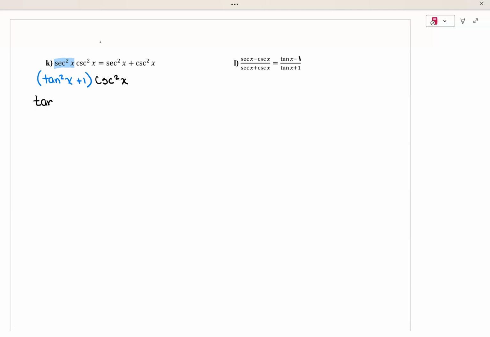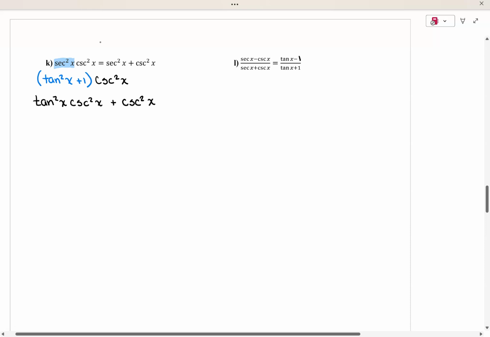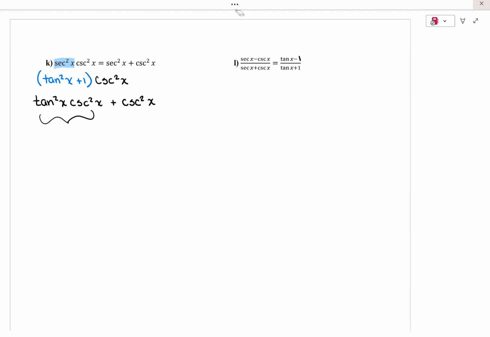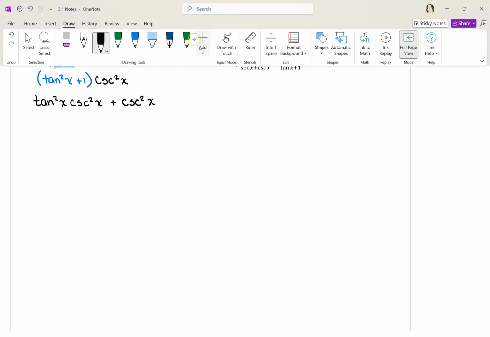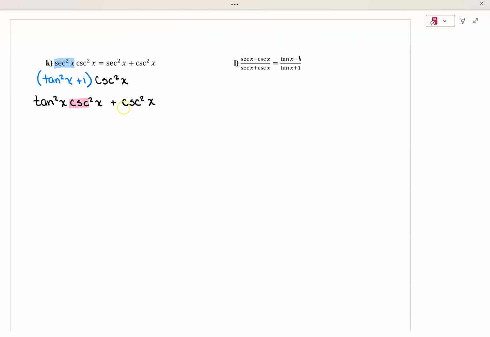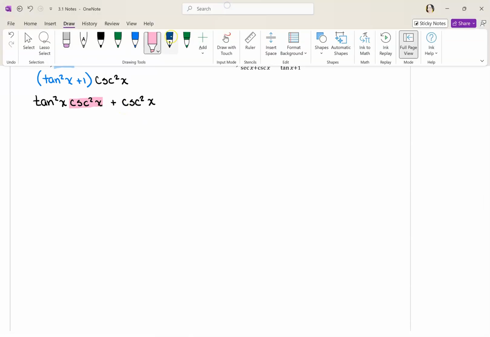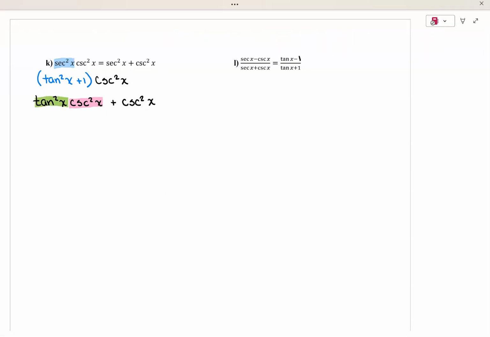We're going to have tangent squared times cosecant squared plus cosecant squared. Okay, let's see. Oops, my C didn't go. There we go. Let's see what happens when we try to change. Now, I need a cosecant, so I'm not going to mess with that one. But let's see, because this matches this. So we're going to see if we can change this to match this. Okay, so we're going to change those. So we'll change this one and this one at the same time.